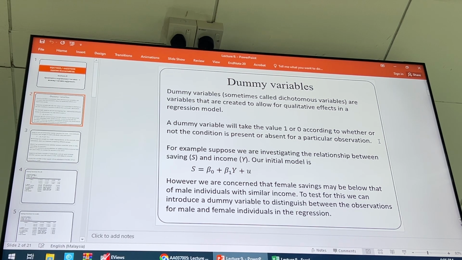However, we are concerned that female saving may be below that of male individuals with the same income. To test for this, we can introduce a dummy variable to distinguish between the observations for male and female individuals in the relation. So another possible way is, if we believe that the way male and female save their money is different, we have to include that in the model. One possible way is to use a dummy variable to represent the effect of different gender.